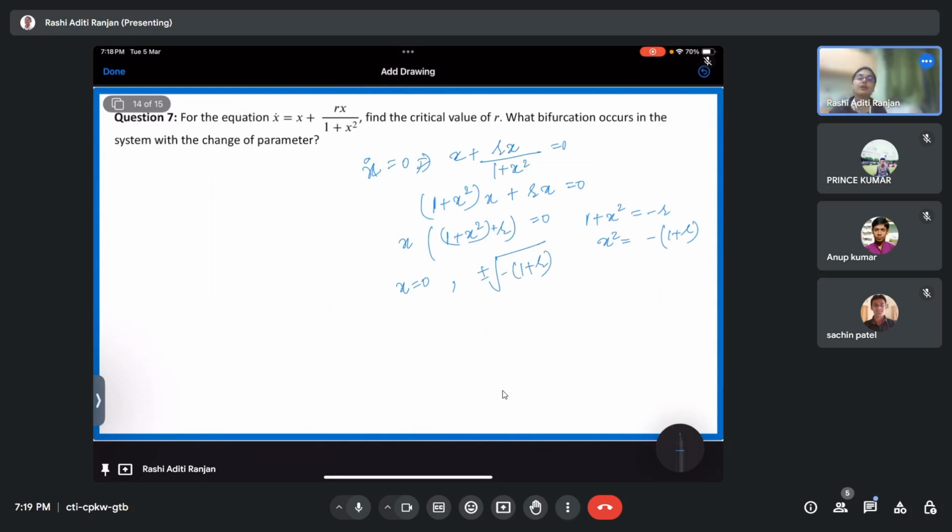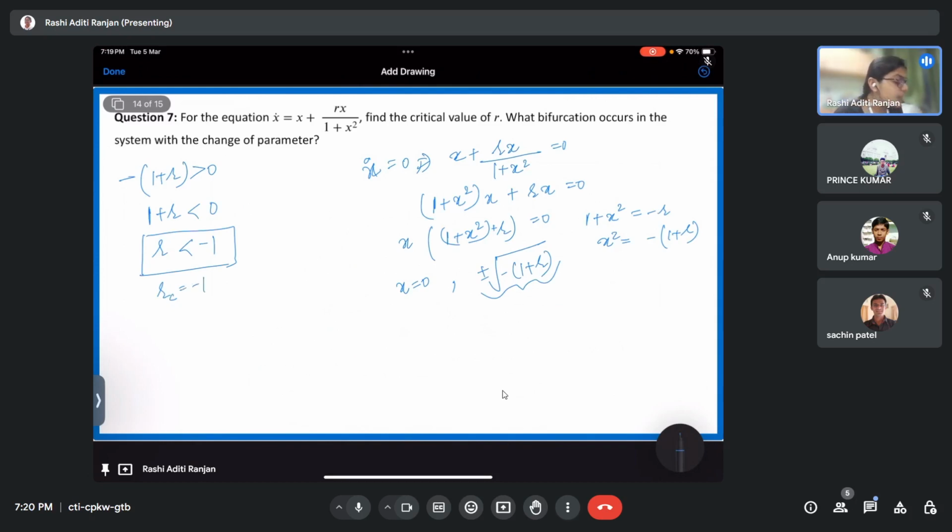Now, critical value. Critical value is what? When this fixed point exists. So this fixed point is going to exist when my 1 plus r is negative. Only then the negative multiplied with some negative value is going to give me a positive value. So my minus of 1 plus r should be greater than 0, or my 1 plus r should be less than 0, or my r should be less than minus 1. So this gives me the critical value, and my critical value rc is equal to minus 1.